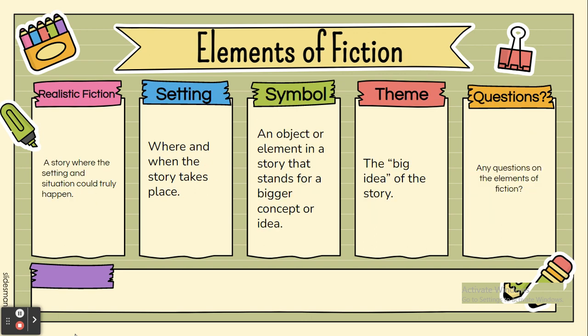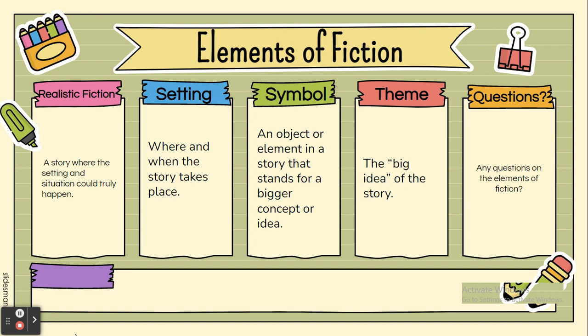Here are some more elements. We have realistic fiction. That's a story where the setting and the situation could truly happen. For example, if your story is set in a middle school, that's realistic fiction. If no one's doing magic or if no one's going off on a grand adventure and they generally stay within the realistic realm, that is realistic fiction.